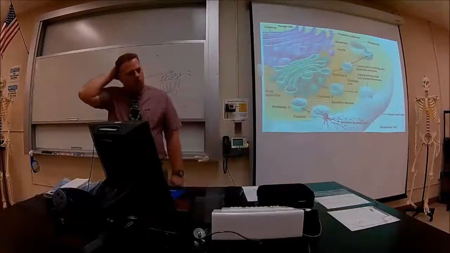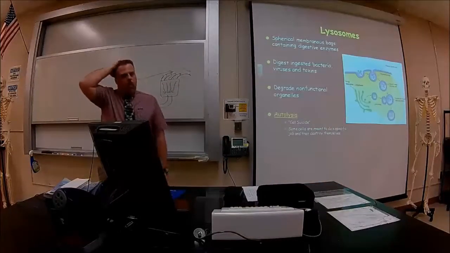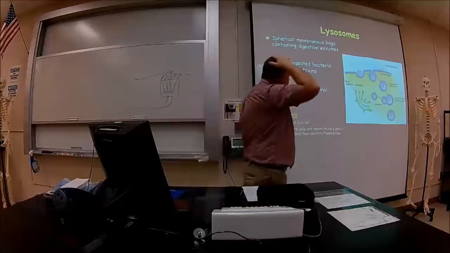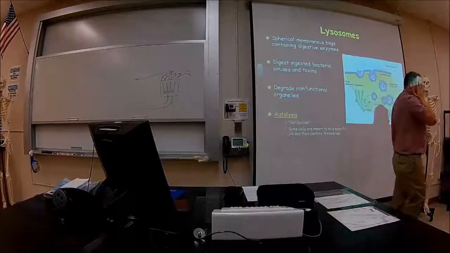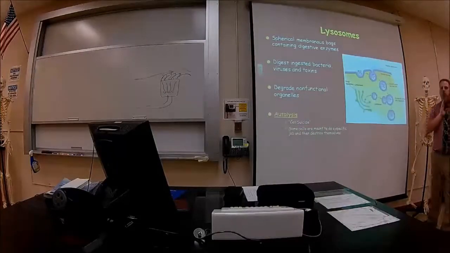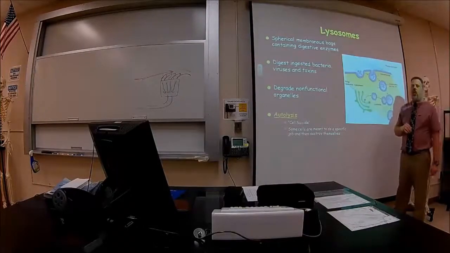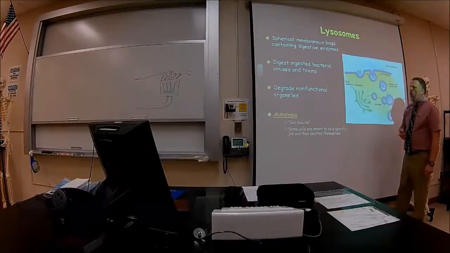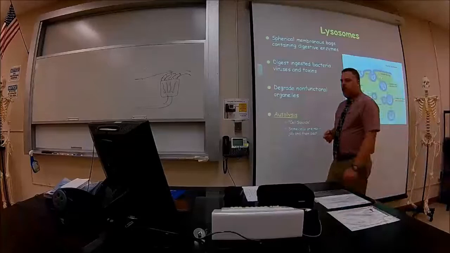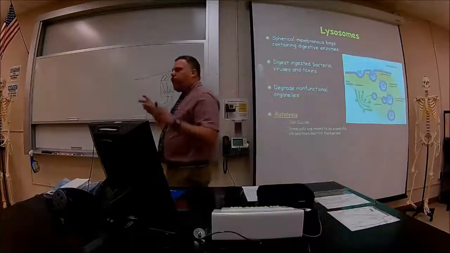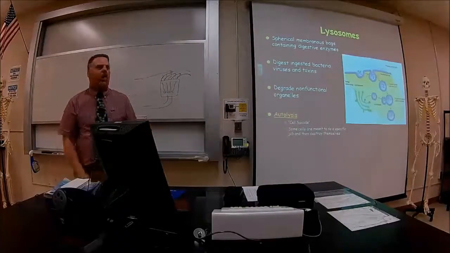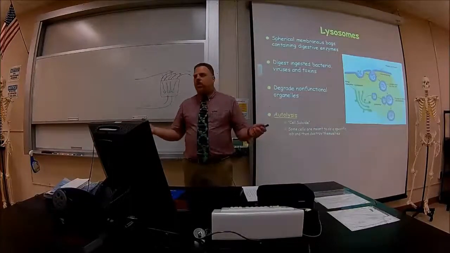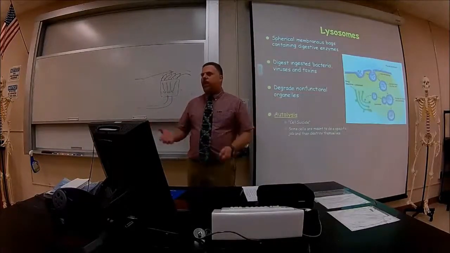Lysosomes. Again, these are going to have digestive enzymes, and it's going to release them should a bacteria come inside the cell and kill them. If the cell is getting too old, it'll do like a quote-unquote cell suicide or autolysis. And it's going to release its digestive enzymes and just break down its own cell.